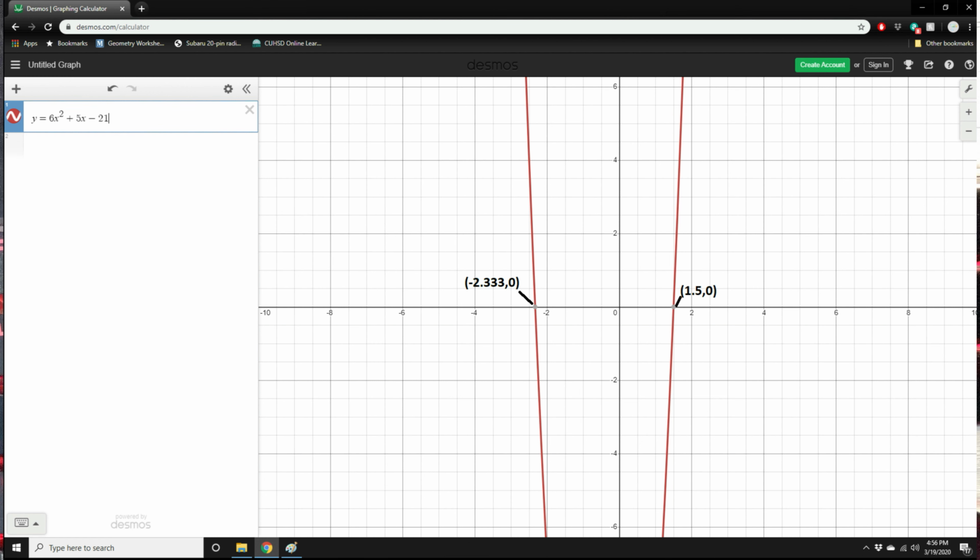For number 12, you're going to put in your calculator y equals 6x squared plus 5x minus 21. And you're going to have to hover over those points again, and you'll get -2.333 repeated, 0 on the left. And then on the right side, you get 1.5, 0. So that means that your two solutions are -2.3 and 1.5.